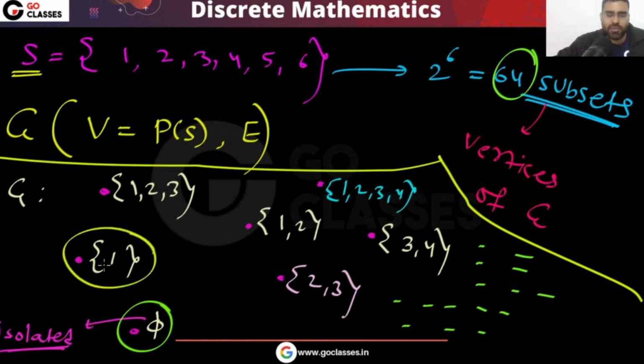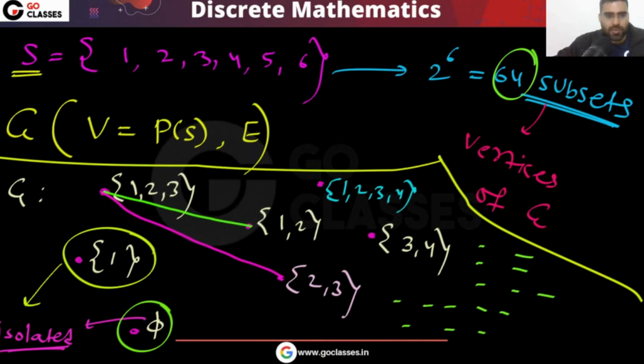Similarly, this cannot have two common elements with anyone. This set cannot have two common elements with anyone. So this is also isolated. You can notice these will be adjacent. The reason is very simple. They have exactly two common elements. Okay. These will be adjacent. They have exactly two common elements.